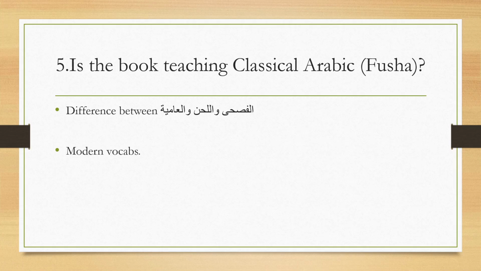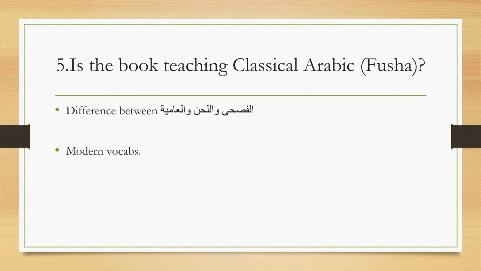So the next question is, a lot of students don't understand the difference between Fusha and Lahn and Ammi, and which of these three, after knowing what they are, the book is focusing on.